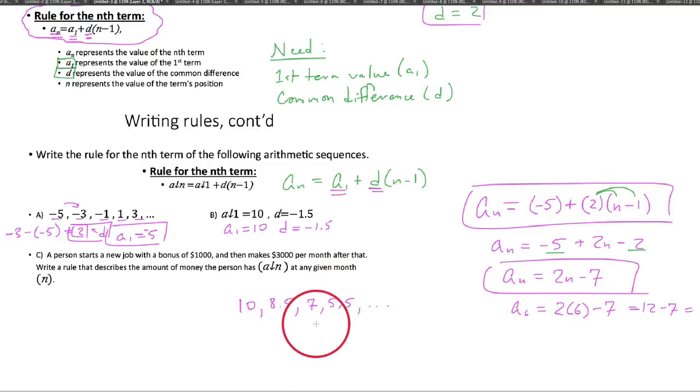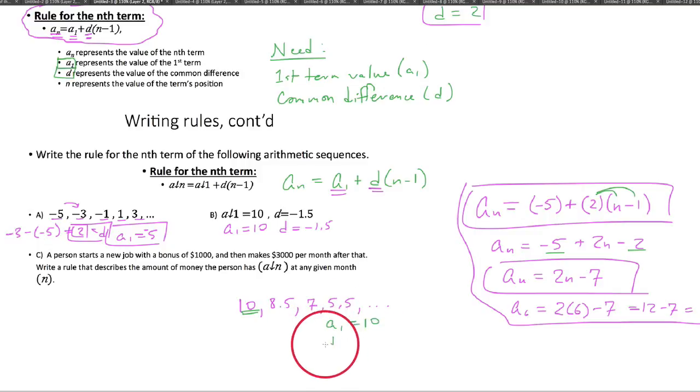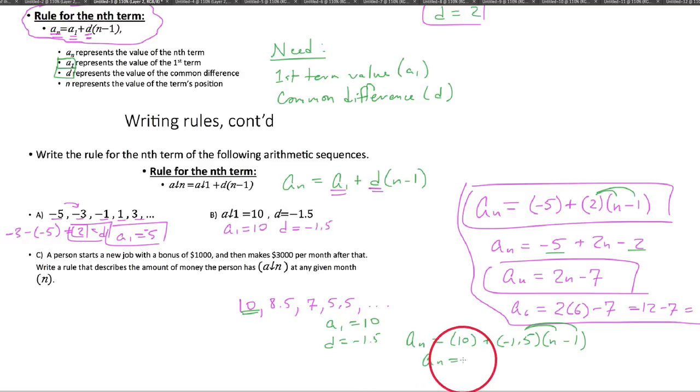What we want to do is write a rule for this. And so again, because it's arithmetic, let's go ahead and identify two things: the value of the first term, so we say a1 is 10, and d is -1.5. Then our rule would have to be, again, starting at your first term, a1 plus d, -1.5, times n minus 1.